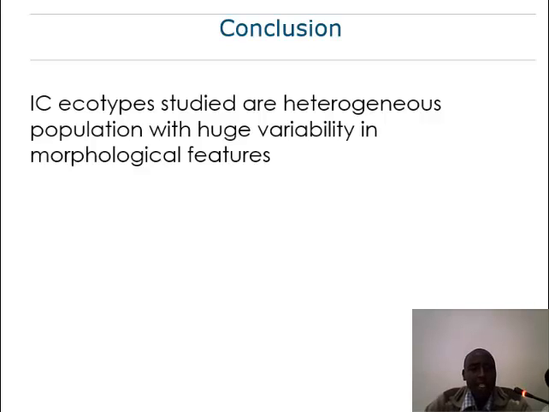And the conclusion is that the indigenous chicken ecotypes studied are heterogeneous populations with huge variability in morphological features, and it is not possible to cluster indigenous chicken based on morphological features.